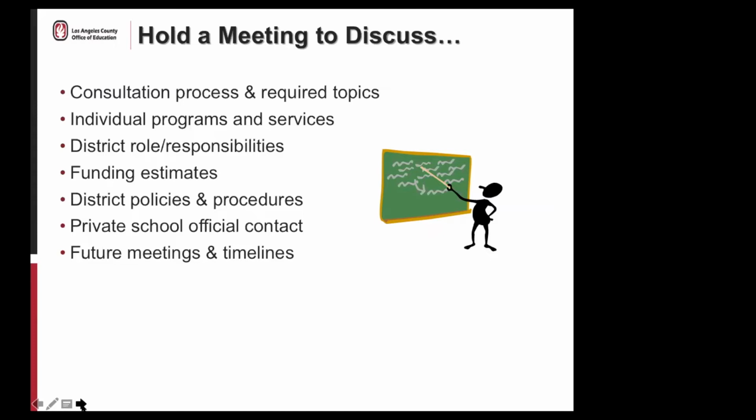And so it's important to remember that it's about designing an equitable and effective program for eligible students, teachers, and families, and not about the private school just sending the district a list of items or services that they wish to obtain. So you want to set the tone and convey this message at this initial meeting.